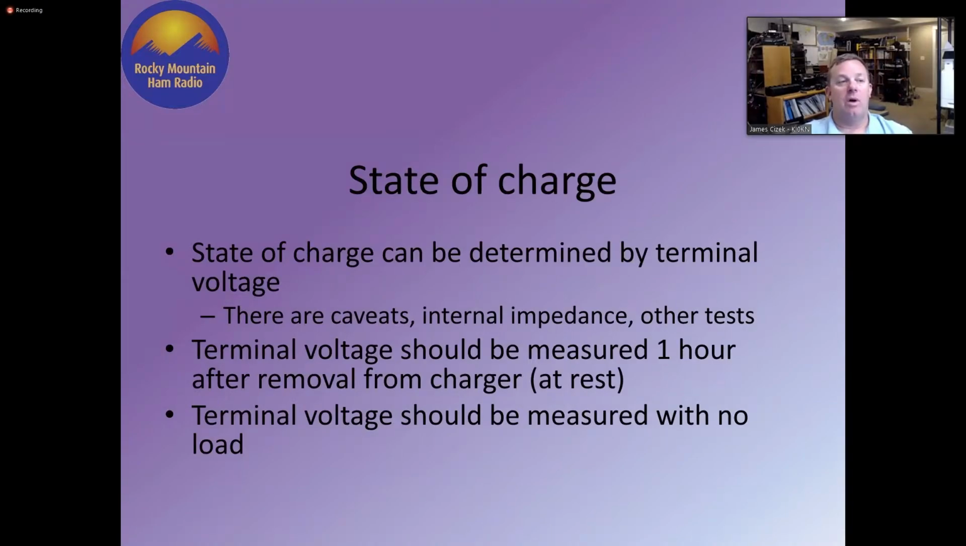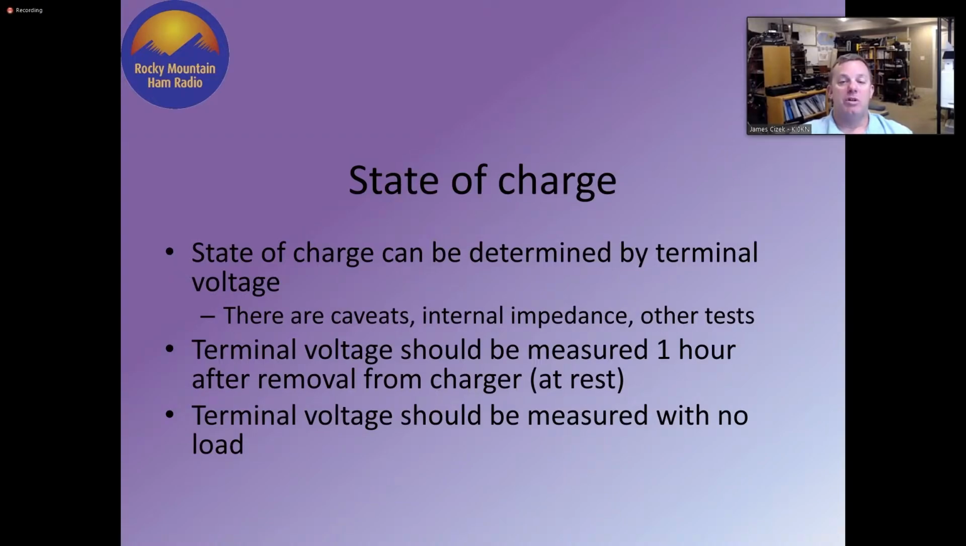We're going to get to why that's really critical here shortly. The state of charge. State of charge can be determined by terminal voltage. Now, of course, there's always caveats because nothing is ever textbook in our world. But terminal voltage of a lead acid battery is the de facto standard for determining the state of charge, how much energy is in the battery.